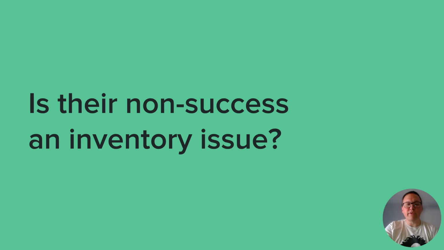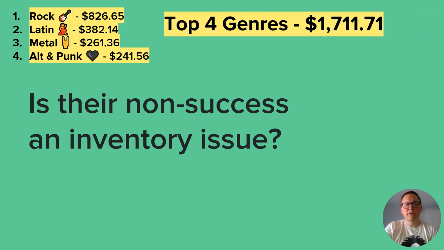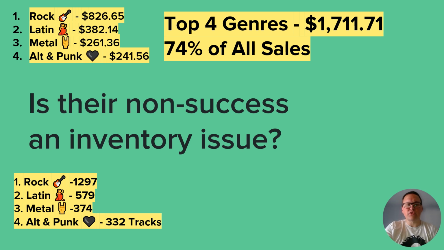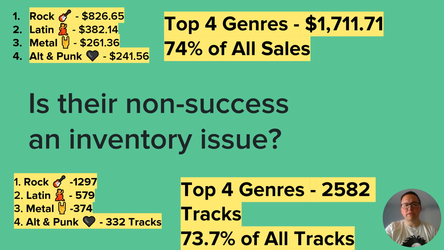Is their non-success an inventory issue? Well, if we look at those top 4 genres again, which made $1,700 and were 74% of all their sales, let's look at how many of those tracks they actually had. They had about 1,300 rock tracks, just shy of 600 Latin, 374 metal, and 332 alternative punk tracks. And those 2,582 tracks made up 73.7% of all their tracks. So proportionately, they have what their customers want, although it might be a chicken and the egg scenario where the reason they have more of these sales is because that's the content they have for sale.